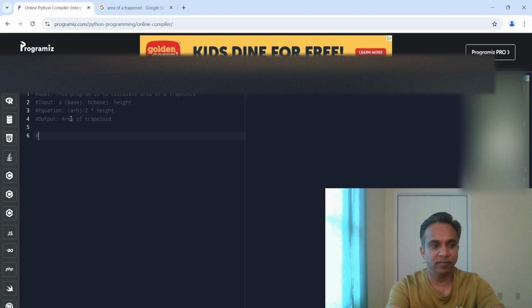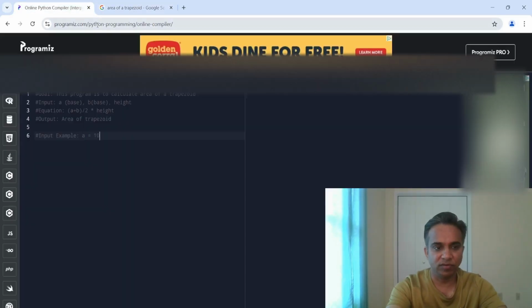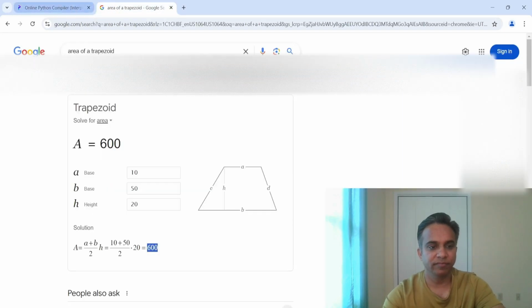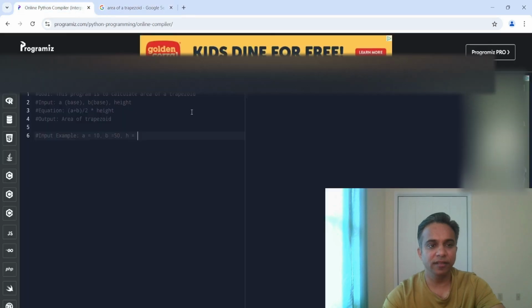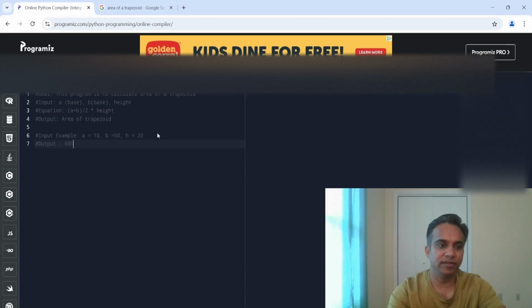Let us take an example. Input example, we just tried over here. If a is equal to 10, b equal to 50, and height equal to 20, then the output we are expecting is around 600.